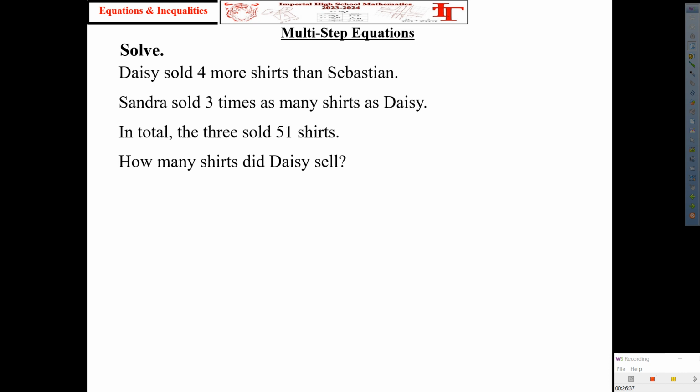It says, Daisy sold 4 more shirts than Sebastian. Sandra sold 3 times as many shirts as Daisy. In total, the 3 sold 51 shirts. How many shirts did Daisy sell? Oh, okay. I see what they're doing here. Copy that. I'm going to send you the screen from Nearpod as soon as you're done and asking your neighbor how to set it up and solve it. Show me your work on Nearpod. Copy and go.